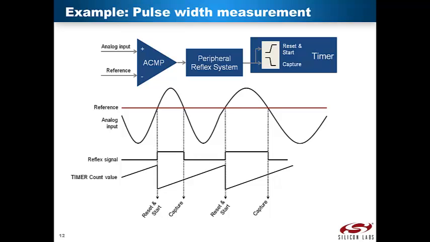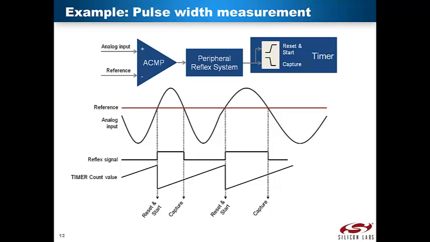This example shows several of the advanced features of PRS. The PRS output of the AComp is a level signal that is high as long as the AComp output is high. The timer is configured to take different actions on the positive and the negative edge. When the PRS signal goes high, the counter is reset and starts counting from 0. When the PRS signal goes low, the timer counter value is captured.